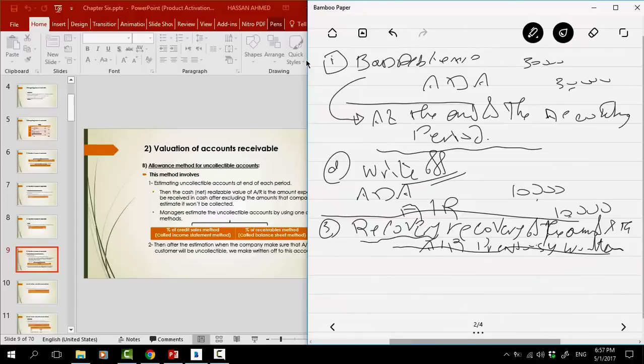Then we will record two entries. The first, to correct the write-off. Why do we have to correct the write-off? Because the amount of money was recovered, so from the beginning we shouldn't have made a write-off. Then I want to cancel the write-off, as the amount of the accounts receivable was recovered.